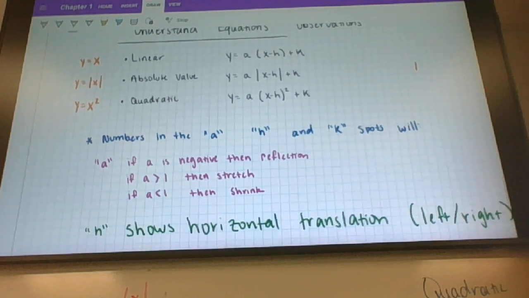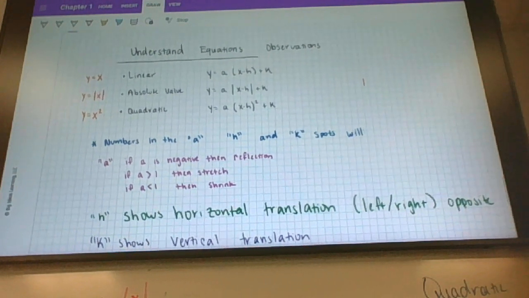I'm going to zoom out a little more. I know it's getting pretty small. Sorry about it.